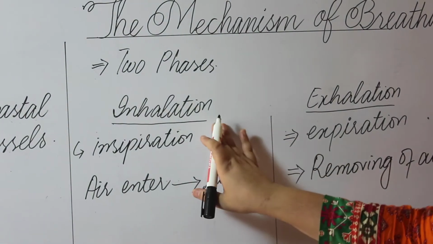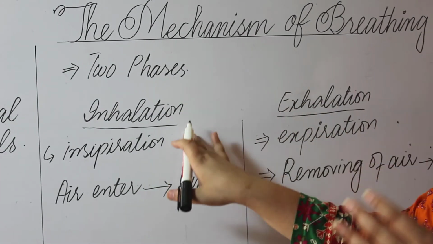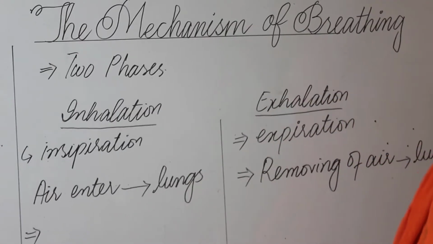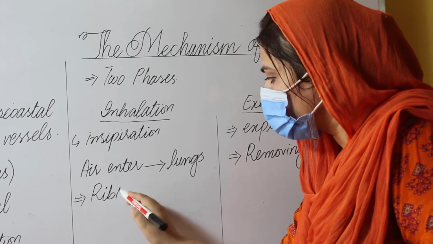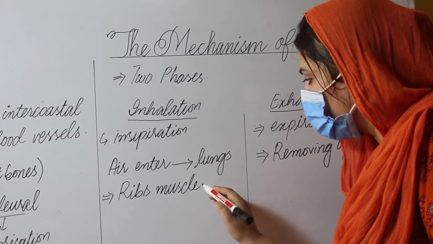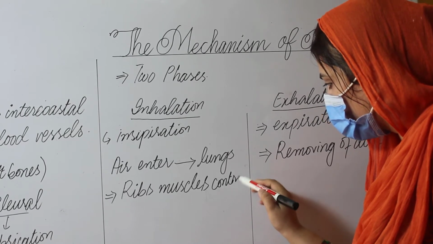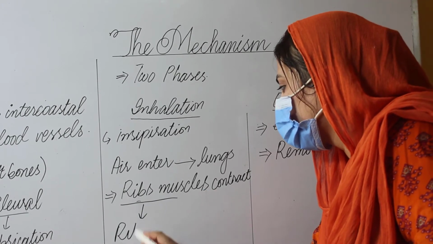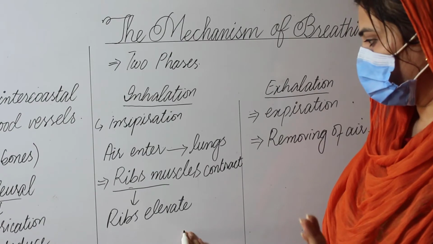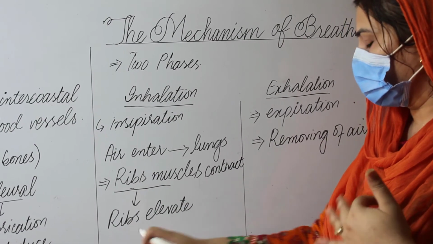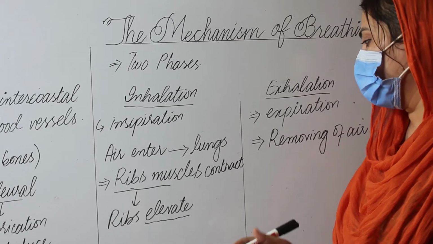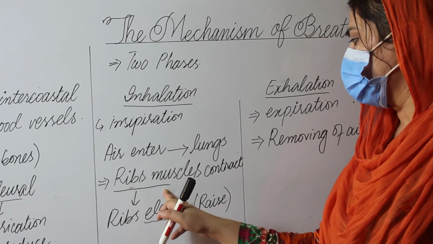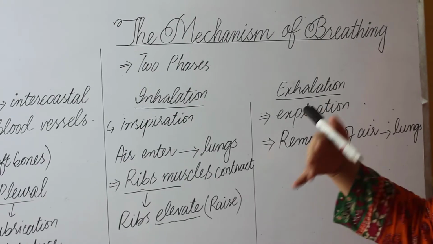Exhalation is the totally reverse process of inhalation. In the process of inhalation, rib muscles contract. So, the first point is the rib muscles, or you can say intercostal muscles, contract. And as a result, the ribs elevate. Now the question arises, what does it mean by elevate? Elevate means raise up to a high position. It means that when the rib muscles contract, the ribs are elevated, or you can say the ribs rise.